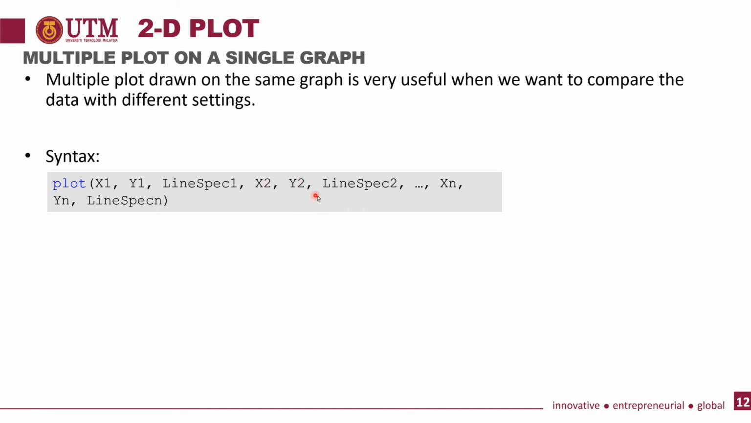The second graph, the line spec of the second graph, and so on until xn, which is the final graph that you wanted to draw inside a single graph: xn, yn, and the line spec for the nth graph. Basically, you put the x variable, the y variable, and the line spec of the first graph, and you repeat it for the second graph, and the third graph, and so on, depending on how many plots you wanted to put inside the graph. As long as you fulfill this syntax.